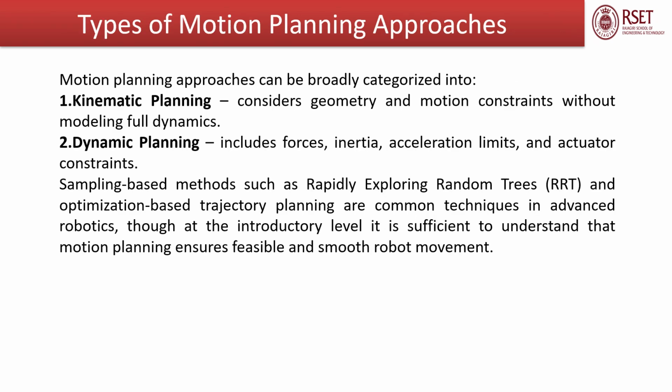We'll see the types of motion planning approaches. Motion planning approaches can be categorized based on how deeply they model the robot's physics. Kinematic planning considers geometry and velocity constraints but ignores forces and inertia. Dynamic planning includes mass, acceleration, torque limits, and actuator constraints. Advanced methods include sampling-based approaches like RRT and optimization-based trajectory generation. At this level, it is important to understand that motion planning ensures feasibility and smoothness, while path planning only ensures connectivity.